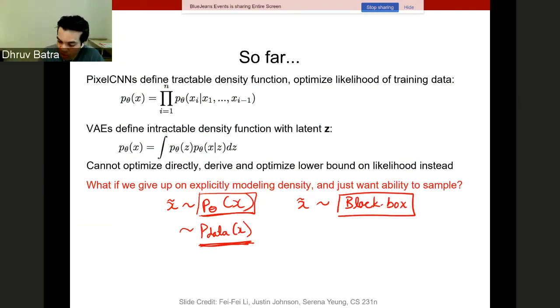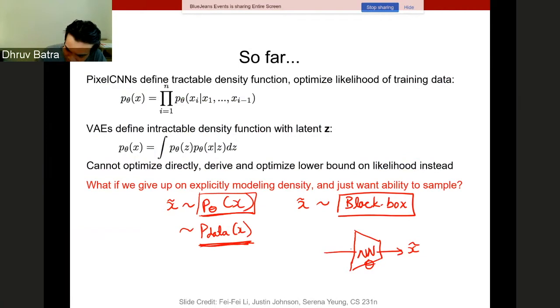It doesn't have a probabilistic interpretation, but you'll be able to sample from this black box. Now, as soon as we hear black box, it's pretty clear what's going to happen. That black box is going to be a neural network. It is going to have some parameters theta. It is going to produce output x tilde. That part is clear because we want to sample.